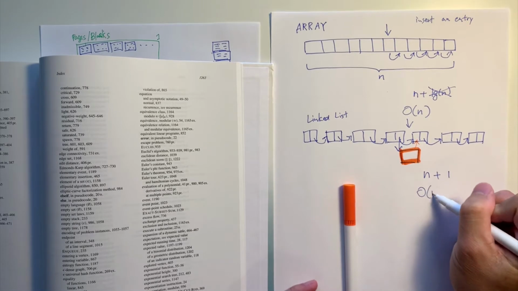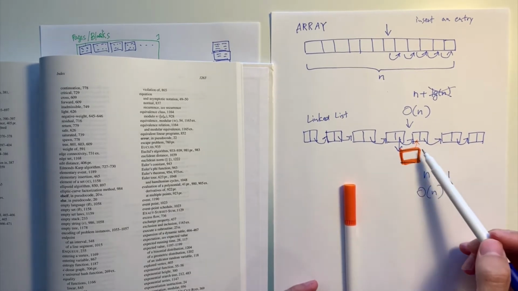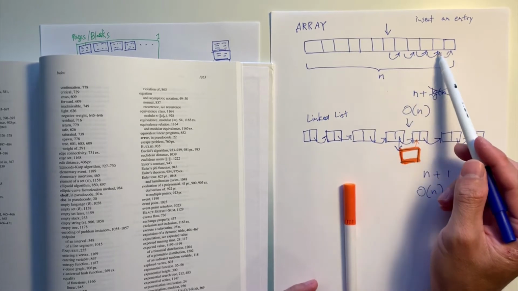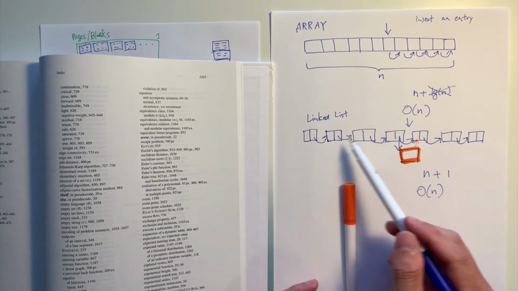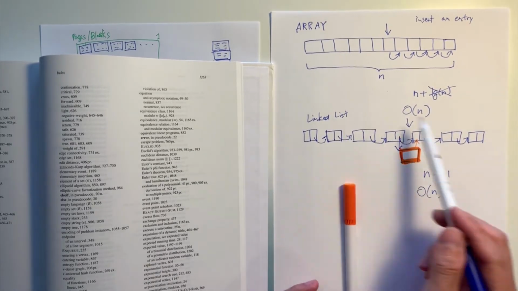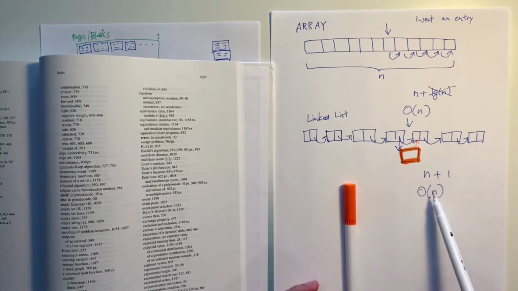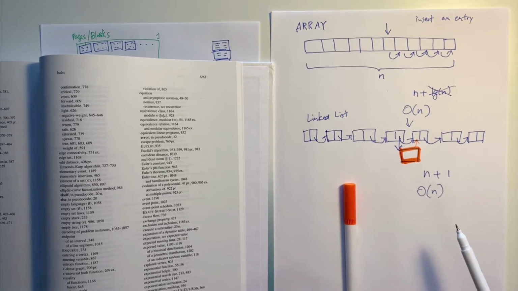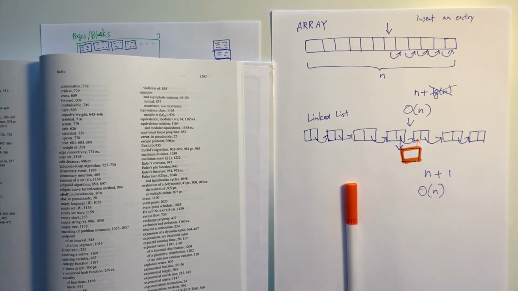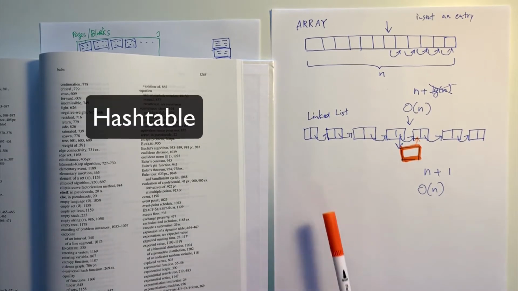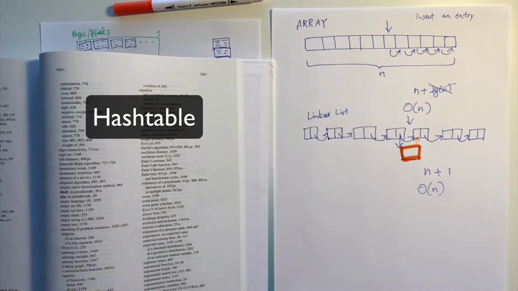Which we still have n, but it's probably gonna be better because the copy operation is gonna be more expensive than just looking through. So the linked list version would be better than the array version, but it's still big O of n. So obviously we want something that's better. There's two better strategies. One is the hash table, another one is the tree.